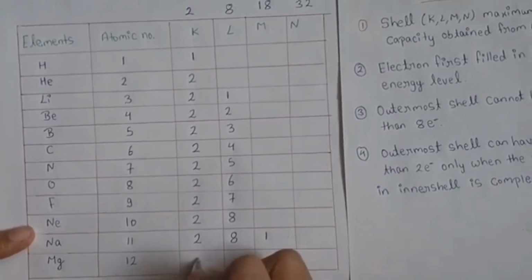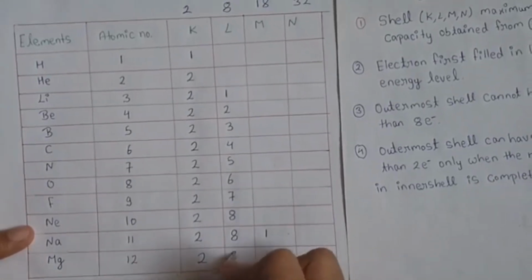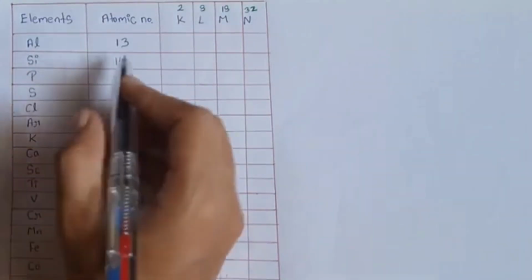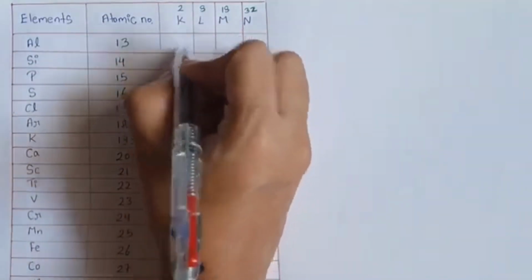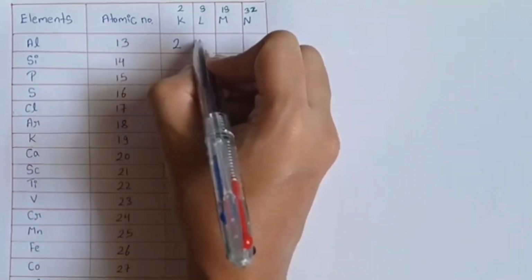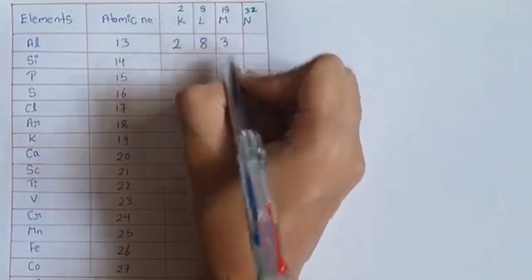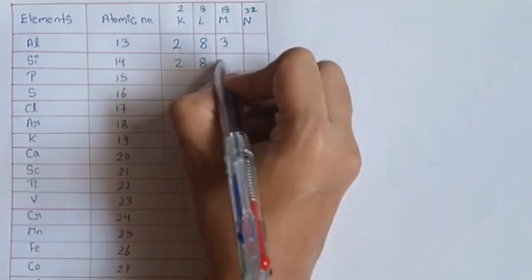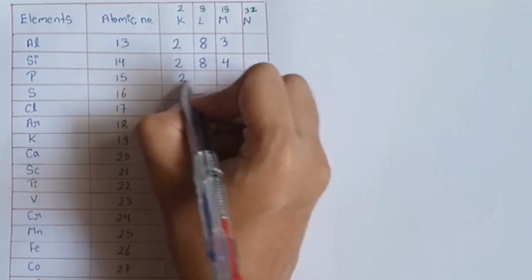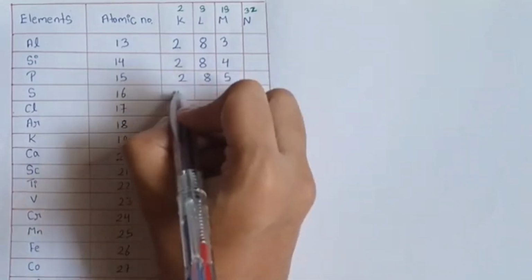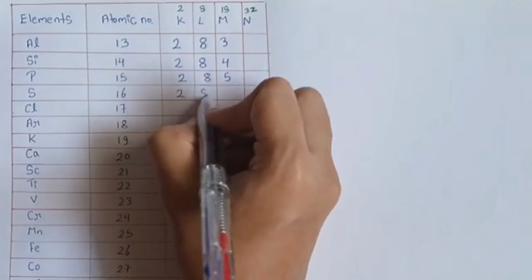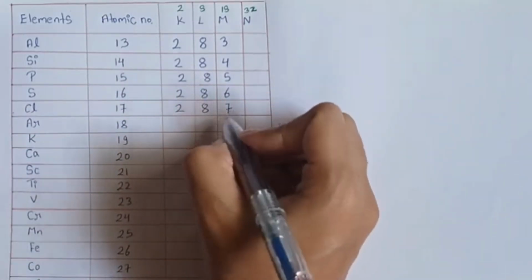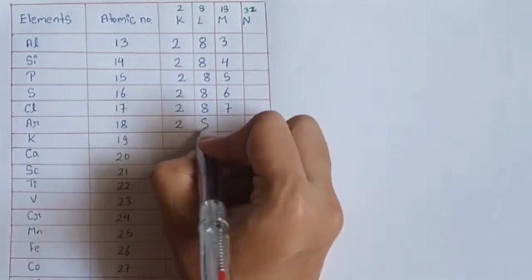Next is magnesium. Magnesium's atomic number is 12. Here we can fill 2, then 8, and then we can take 2. In the same way aluminium is 13, and 13 means 2, and again in the L shell we can take 8, and the remaining will be 3 in the M shell. 14: 2, 8 and 4. 15: again 2, 8 and 5. 16: 2, 8 and 6. In chlorine you have 2, 8 and 7. Argon you have 2, 8 and 8.